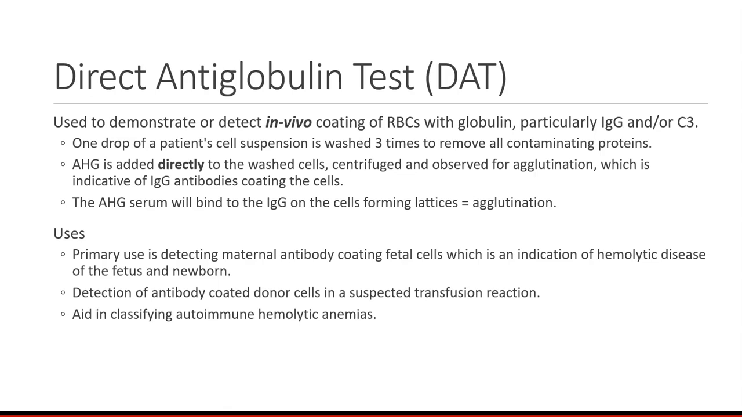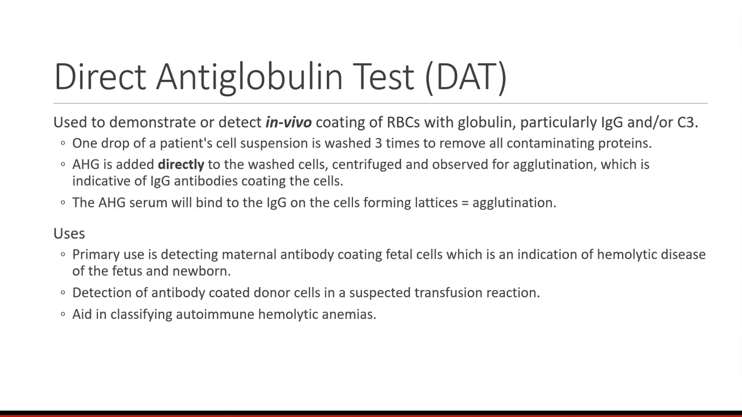Anti-human globulin serum is added directly to the washed cells. There's no incubation. There's no additional steps in the procedure. Take a drop, wash it 3 times, and add the AHG. You mix it well, centrifuge it for the specified period of time, and then observe for agglutination, which is indicative of IgG antibodies coating the cells. The antihuman globulin serum will bind to the IgG on the cells, forming lattices, which results in the observable reaction of agglutination.